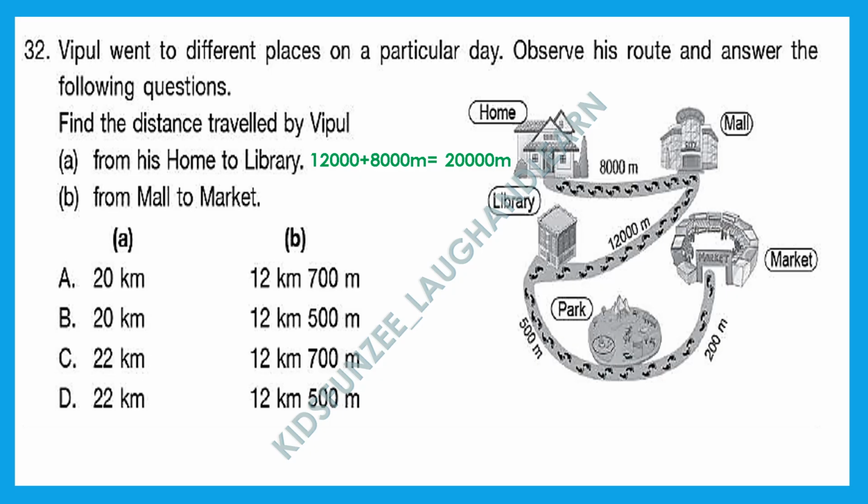And do you know how many meters equal to 1 kilometer? It is 1000 meter equal to 1 kilometer. So 20,000 meter will be equal to 20 kilometers. So A should be 20 kilometers.